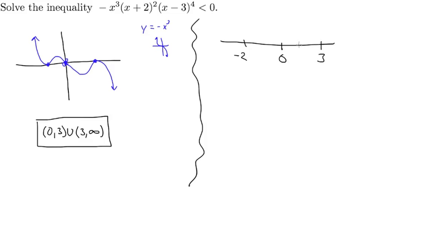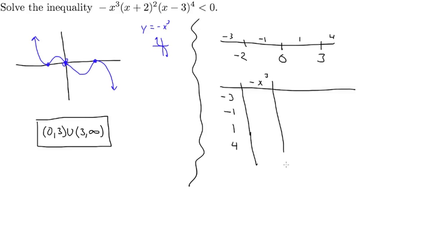We now pick values within each of these regions. So to the right of 3, let's pick 4; between 0 and 3, 1; then -1 and -3. Again, there's nothing special about the exact values. Just make sure that they're between the zeros. So I'm going to look at each of these x values, -3, -1, 1, and 4, and plug them into each of my terms here. Negative x cubed is one term. x plus 2 squared is the next one. And x minus 3 to the fourth is the next one.